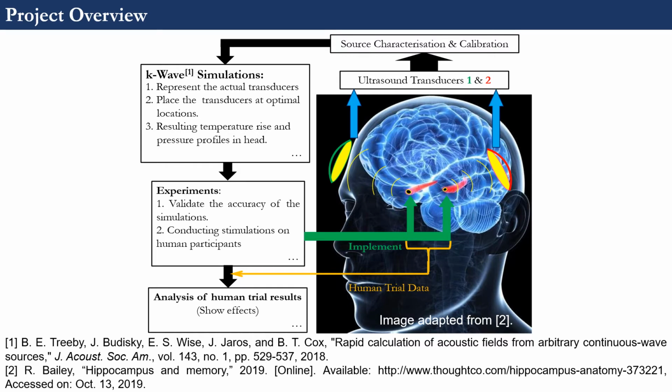The simulations are done in k-Wave 2 box using human participants' MRI scans. Desired source conditions, resulting pressure distributions, and thermal distributions can be estimated inside the simulations. The experiments are going to validate the findings of the simulations, and then the neuromodulation on human participants will be conducted. By analyzing the data from the human trial, stimulation effects will be revealed.